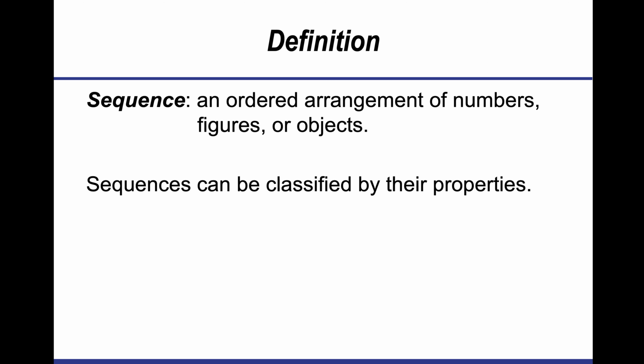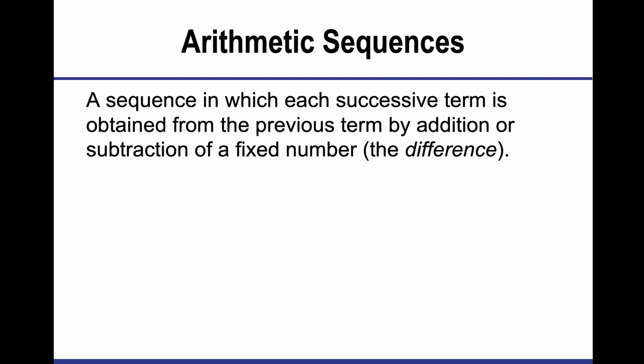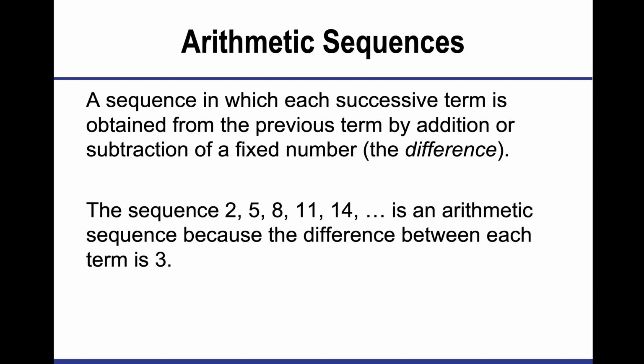Now, a sequence is going to be an ordered arrangement of numbers, figures, or objects. Sequences a lot of times are thought of as patterns. Sequences can be classified by their property. In a sequence where each term is found by adding or subtracting the exact same value every time, it's called an arithmetic sequence. So the sequence 2, 5, 8, 11, 14, dot, dot, dot, is arithmetic because each time I'm adding the same value of 3.